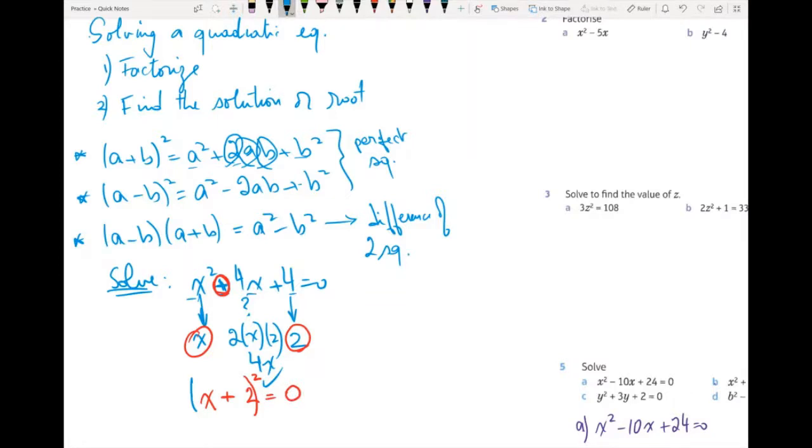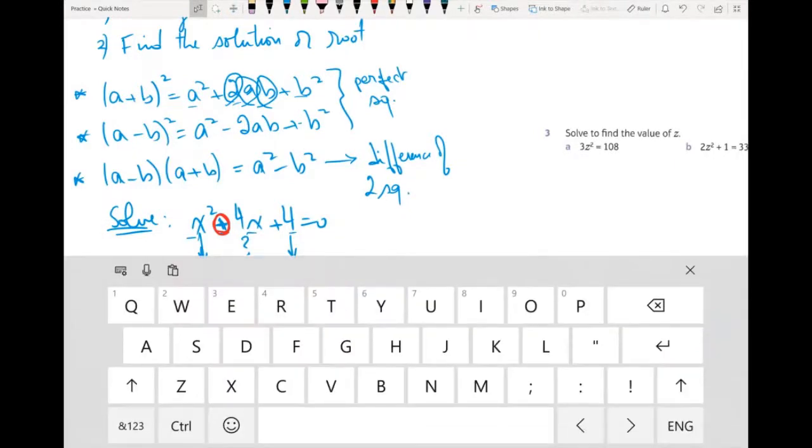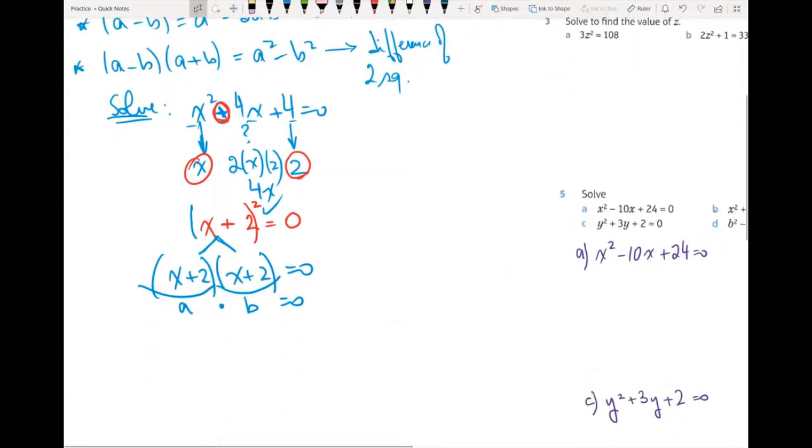So this is the first step, which is factorization. Now we need to solve or to find the solution. Now x plus 2 times x plus 2 is equal to 0. So this is what we mean by x plus 2 squared. Suppose that this is called a multiplied by this is called b equal to 0. So if I want this product to be 0, either a is 0 or b is 0.